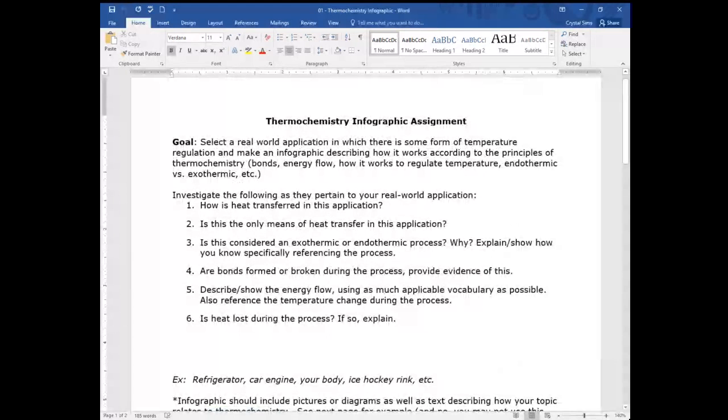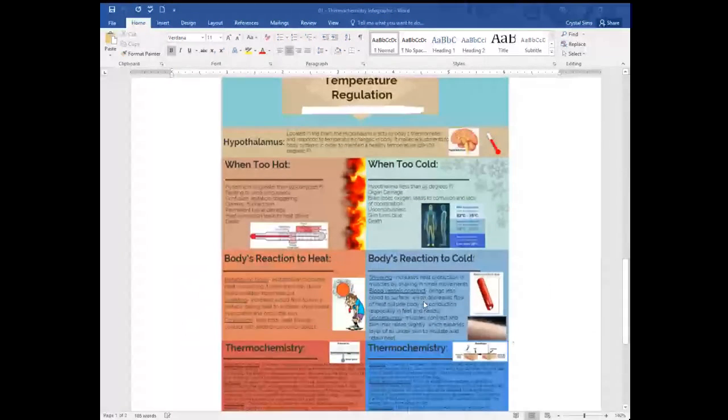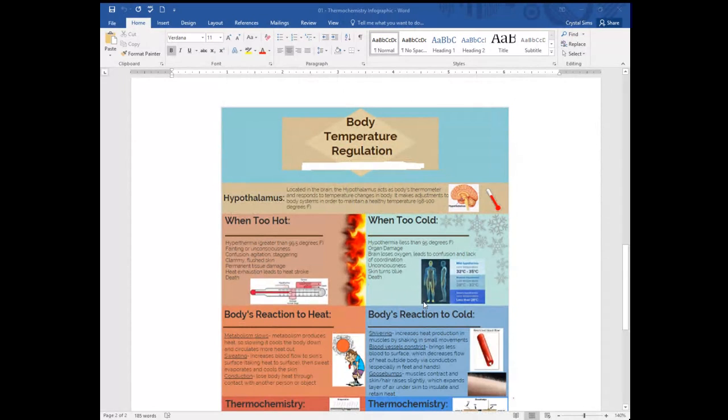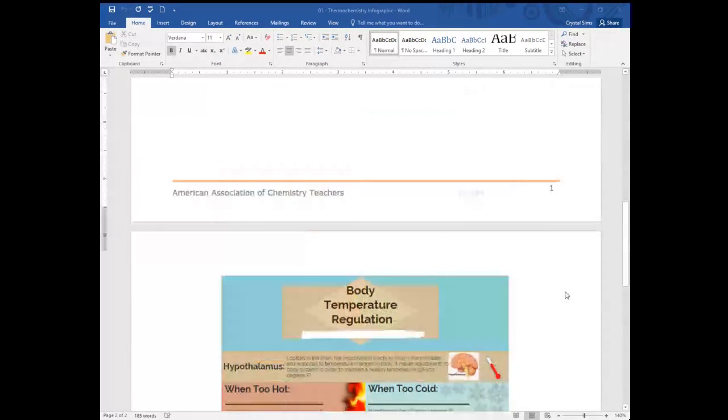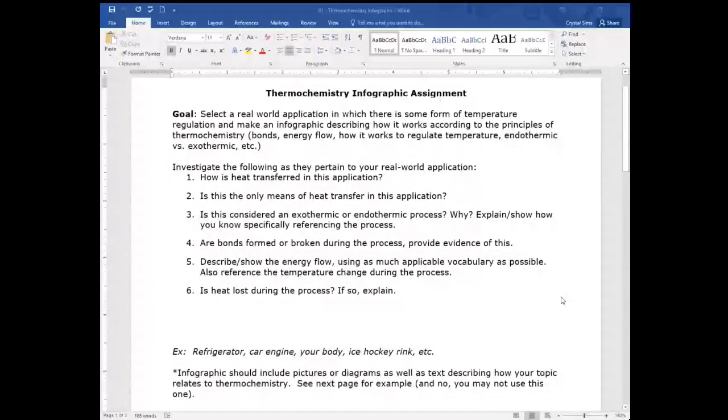So you're going to select some type of real world application where you've got some form of temperature regulation. Okay. And I've got an example on the second page of body temperature regulation. You can't use this one. Okay. But you can use any other type of system or application where there's some form of temperature regulation.